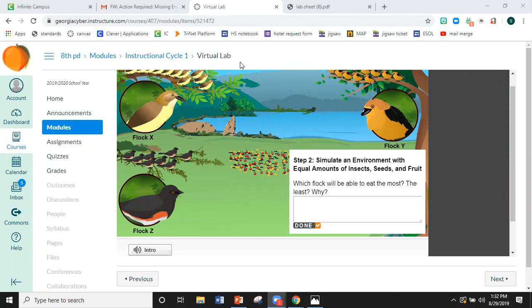Okay, so look at maybe how these birds are shaped or how they're different. All right, so flock X has a skinnier beak. Maybe they could get more food. You think they might eat the bugs? Depends on who's faster.